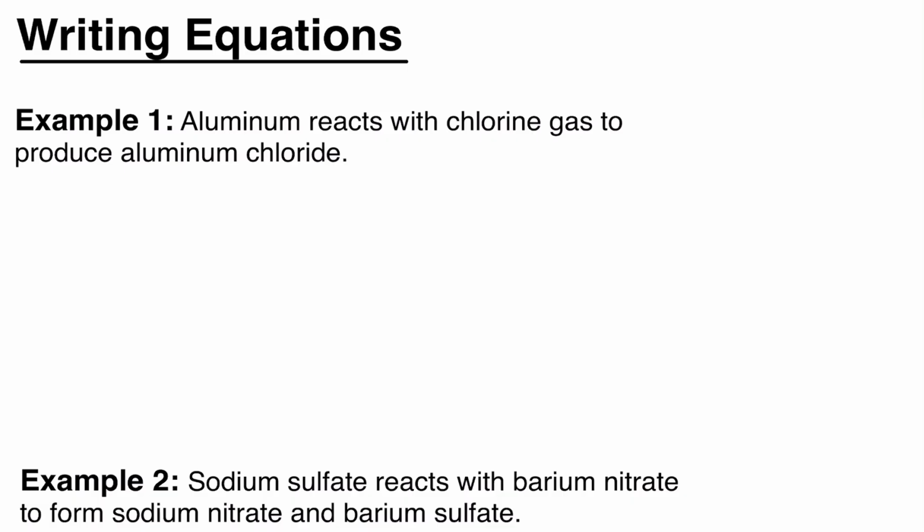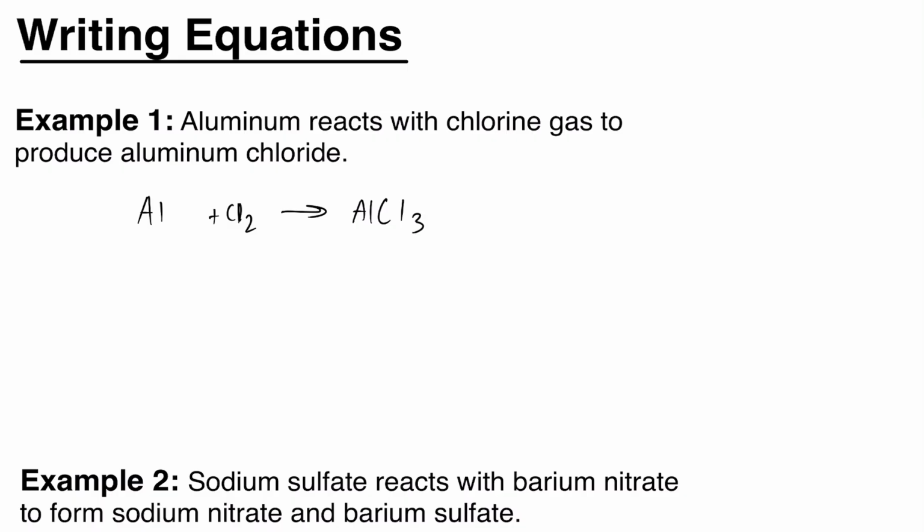So when you're given a word problem, the first step is to identify the reactants, what you start with, and the products, what forms. So here, our reactants are going to be aluminum plus chlorine, Cl2, and that's going to form aluminum chloride, so AlCl. Now that's our unbalanced equation. What is our balanced equation?